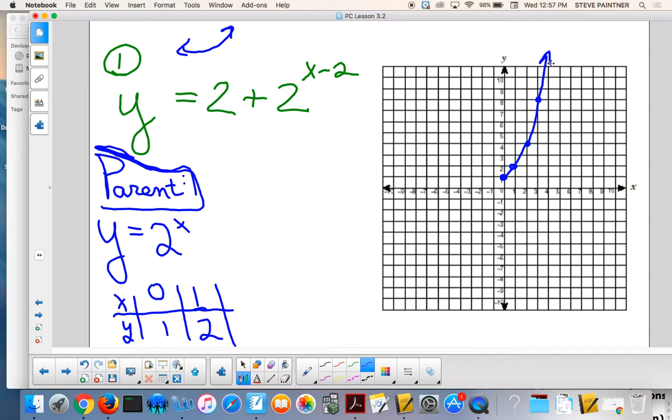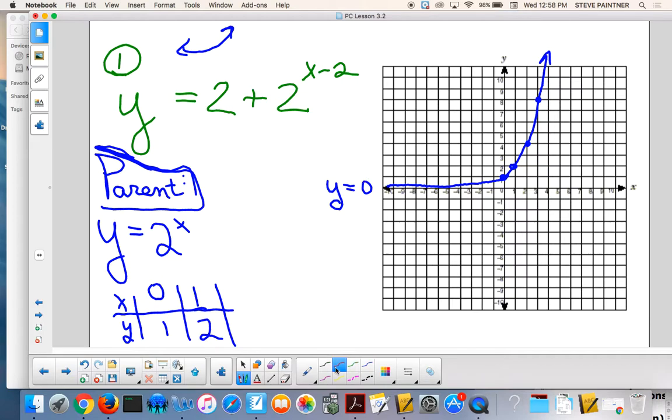Okay, what? Yes, but it rides on top of the x-axis, which is what? Y equals 0, right? So that's the horizontal asymptote. That's your parent. That's not the graph. Don't call that your answer.